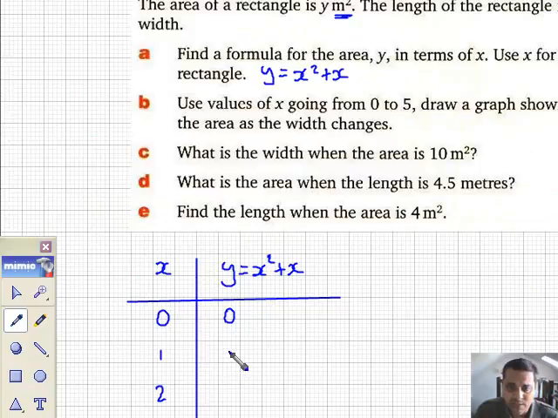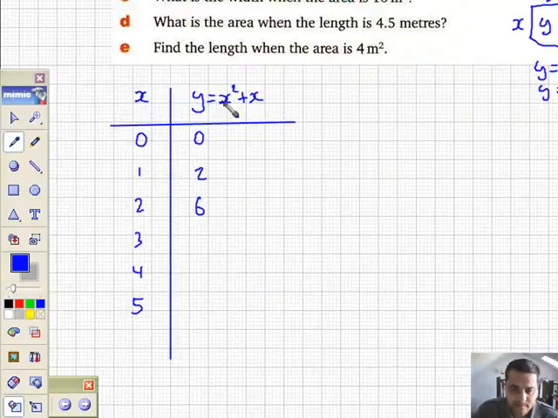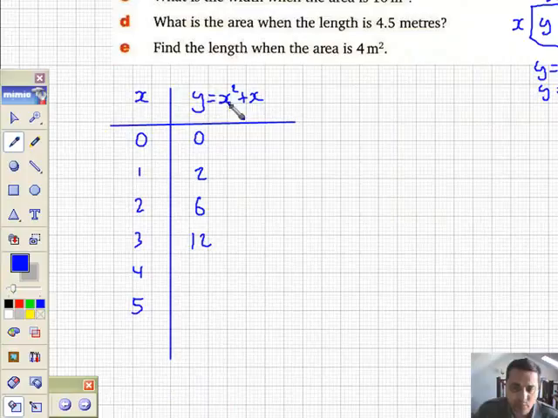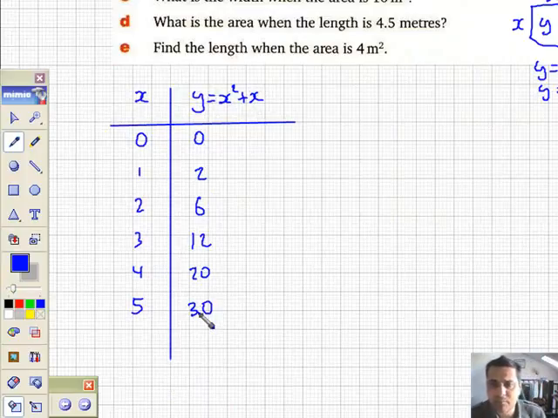1 times 1 is 1 plus 1 is 2. 2 squared is 4 plus 2 is 6. 3 squared is 9 plus 3 is 12. 4 squared is 16 plus 4 is 20. 5 squared is 25 plus 5 is 30. So I've now got to try and plot these little points.